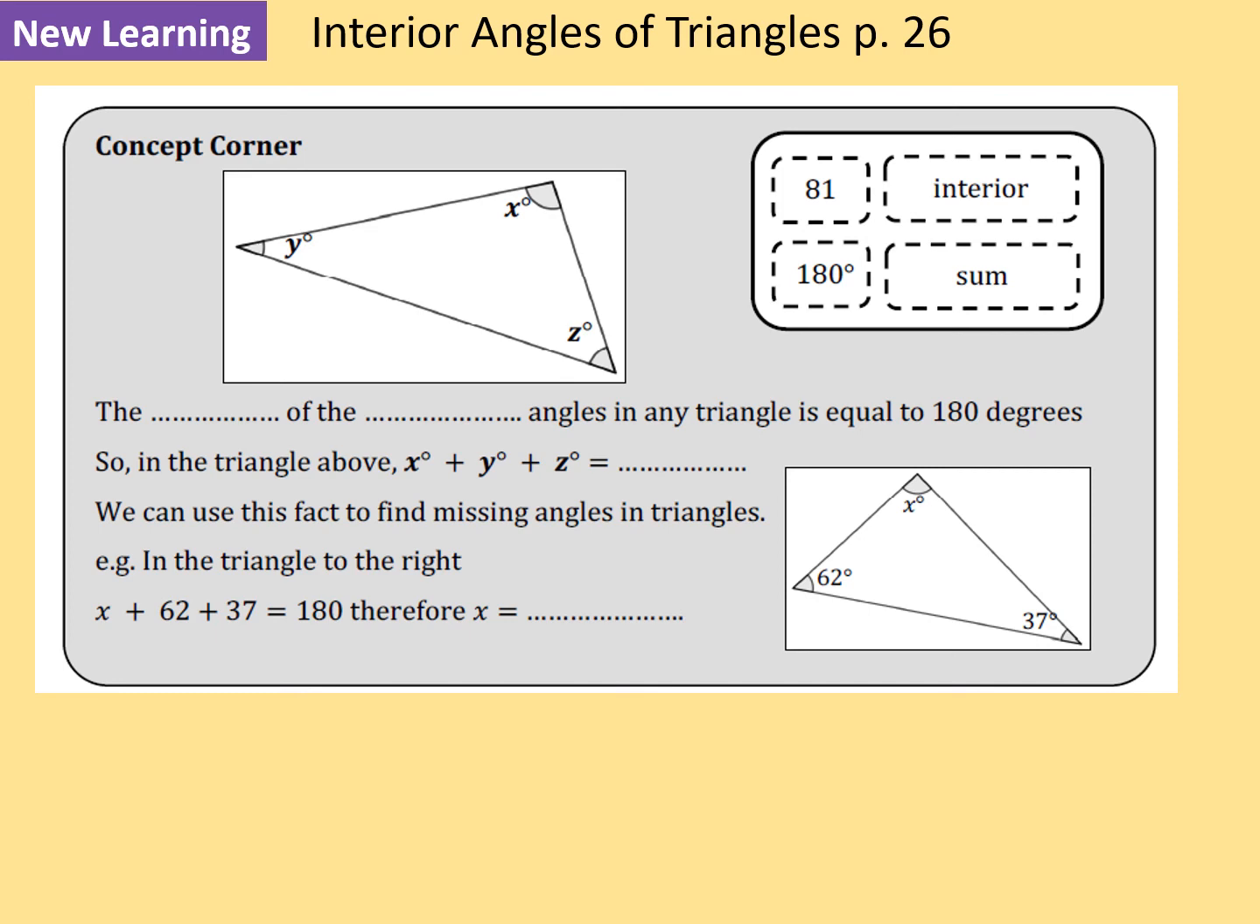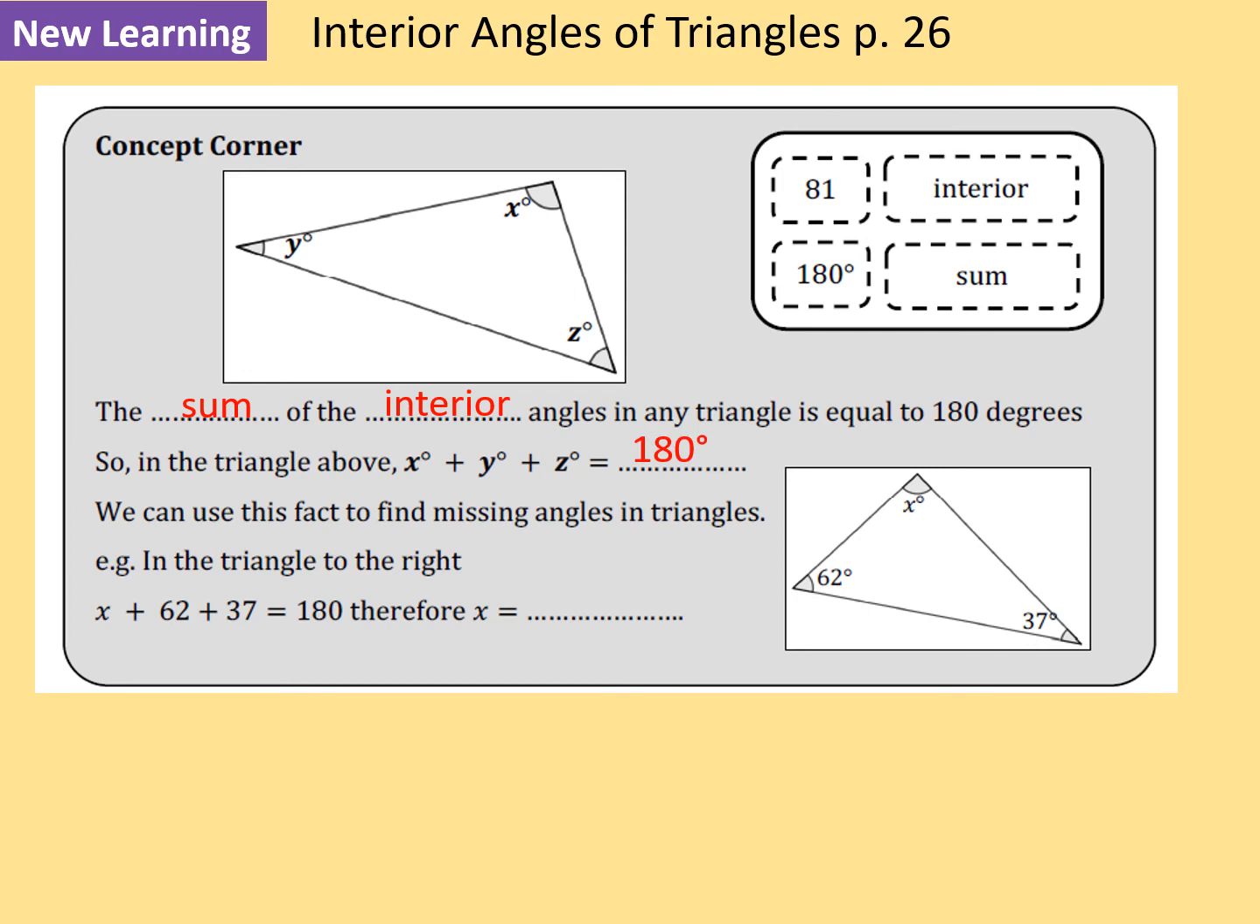As we have learnt in lessons, the sum of the interior angles in any triangle is equal to 180 degrees. So using the diagram that we have of the triangle, we can say that x plus y plus z equals 180 degrees.